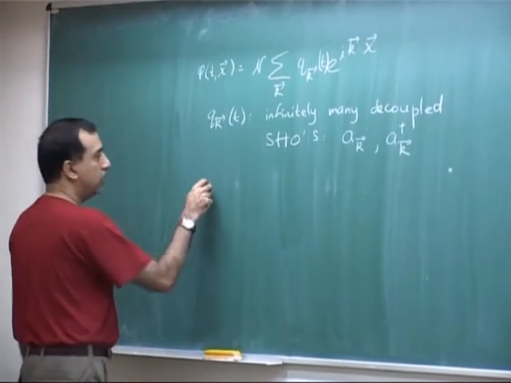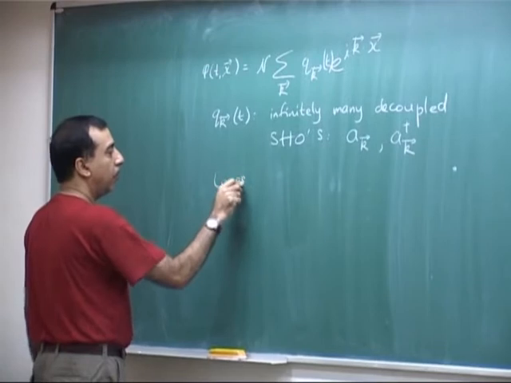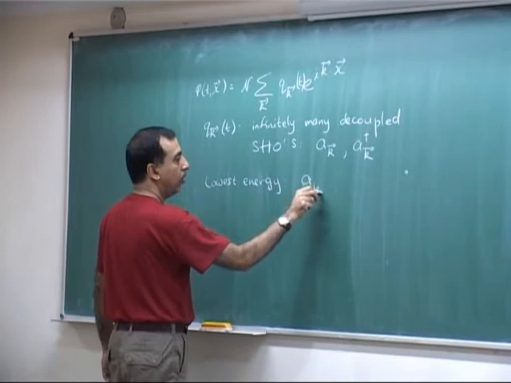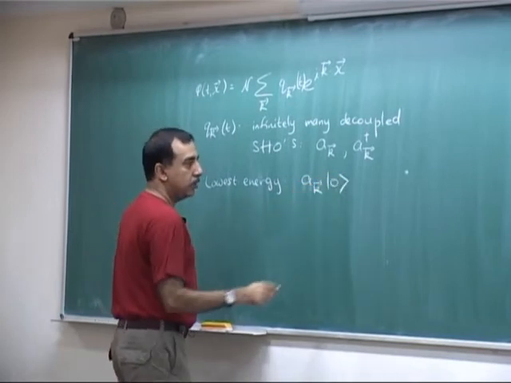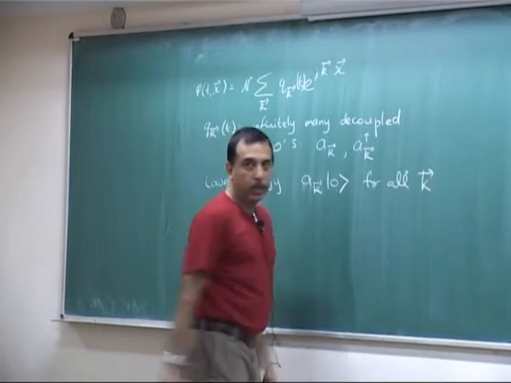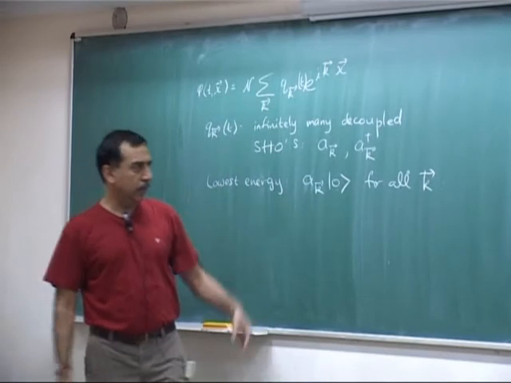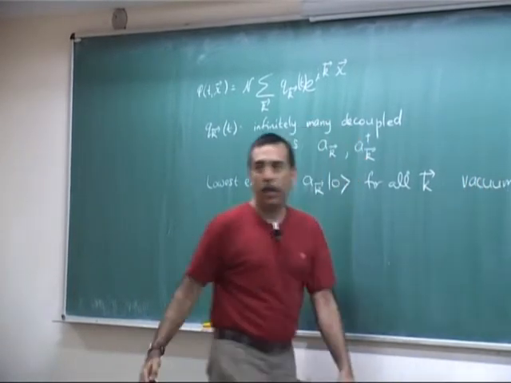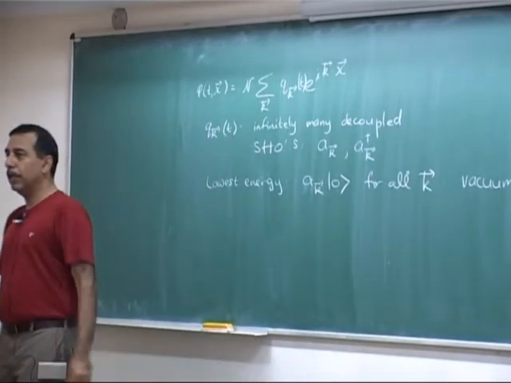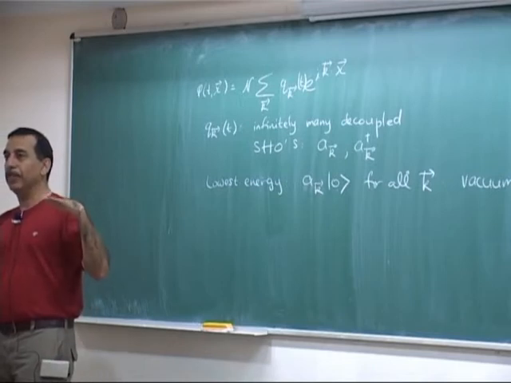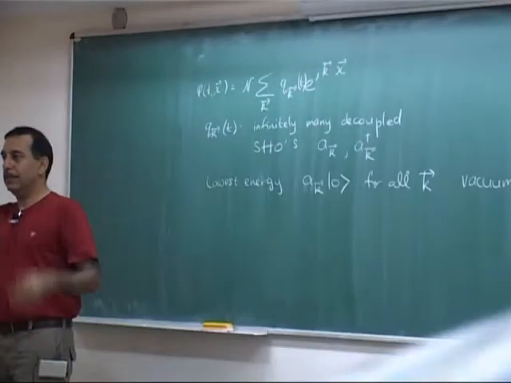And then we said, well, the state with lowest energy should be this for all k. And we gave a physical interpretation that this state is the vacuum. And this is a very key property of field theory, that in field theory, all excitations of the system are built above the vacuum. The vacuum is the lowest excitation. It's a state in which there is nothing.